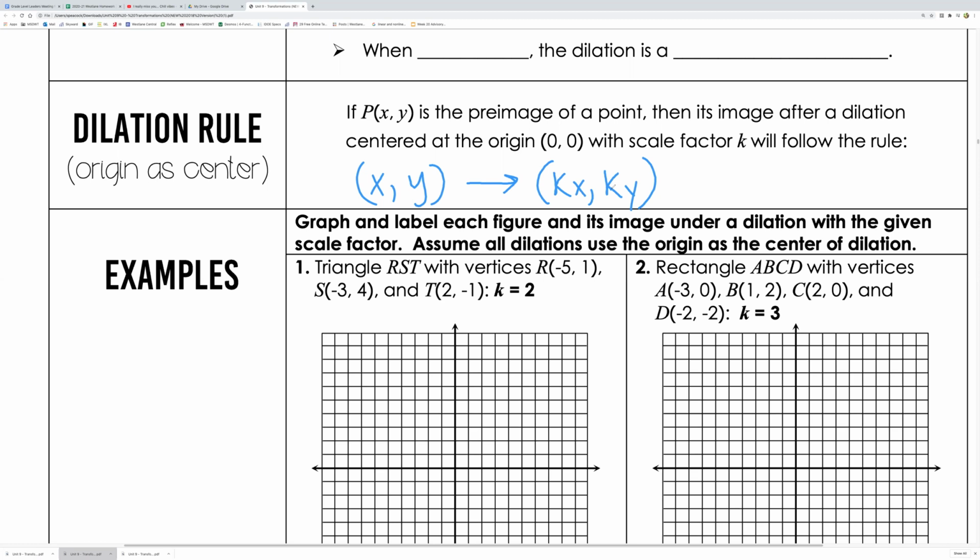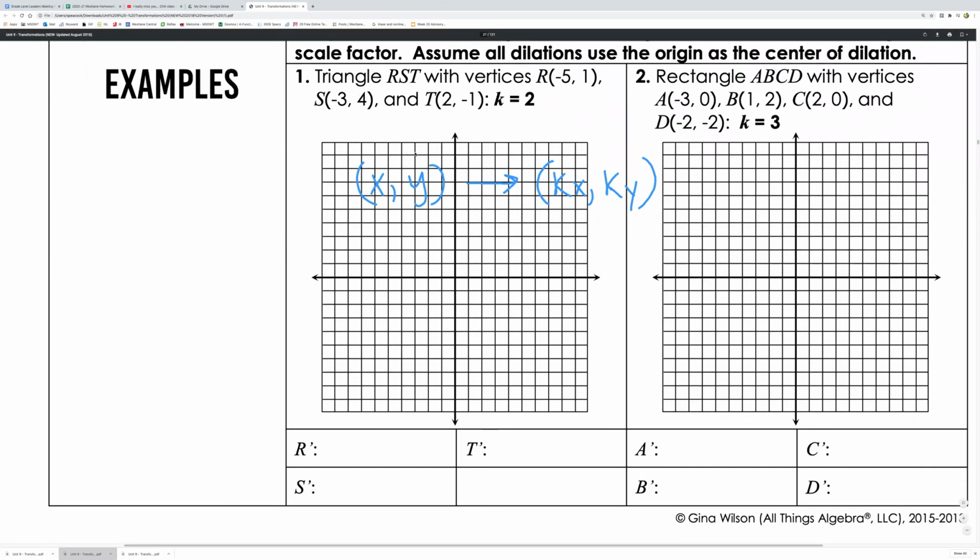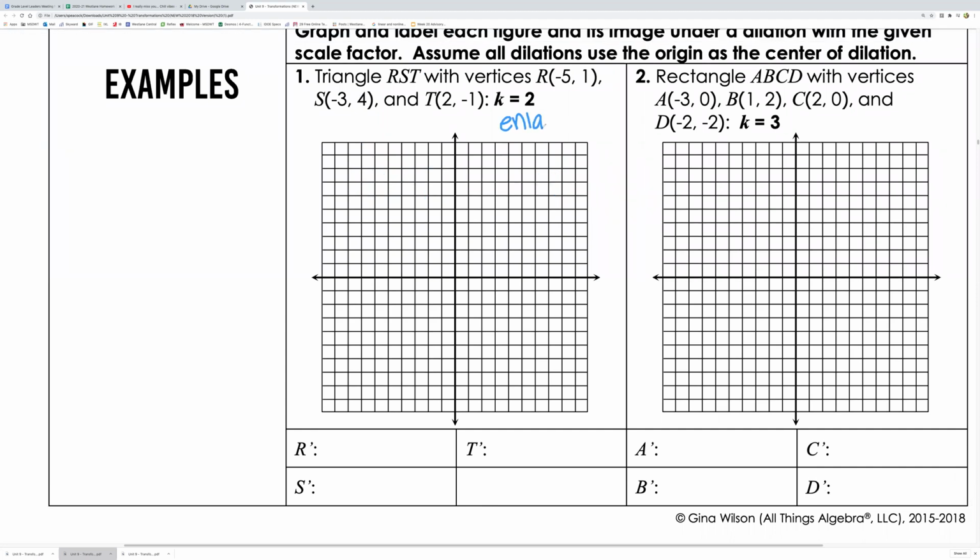All righty. Let's go ahead and do a dilation example. So we're going to scroll up so I can have some more space. Here we go. All right, we're going to dilate this triangle. I see K equals 2, so K is bigger than 1, so that tells me this is going to be an enlargement.